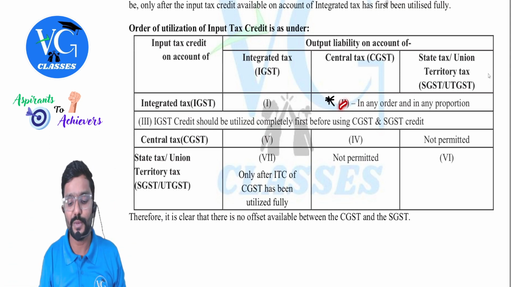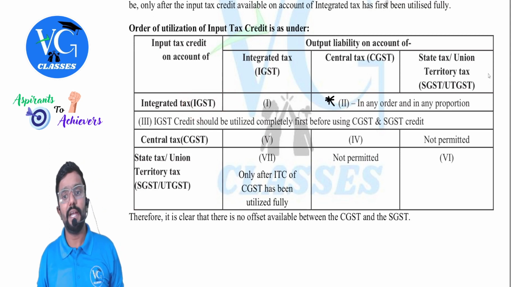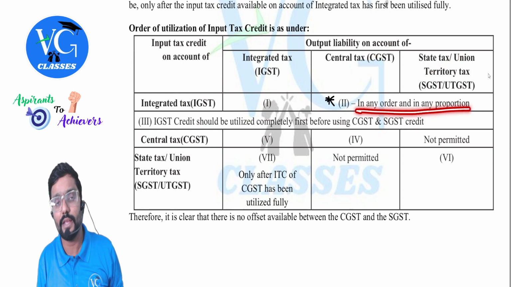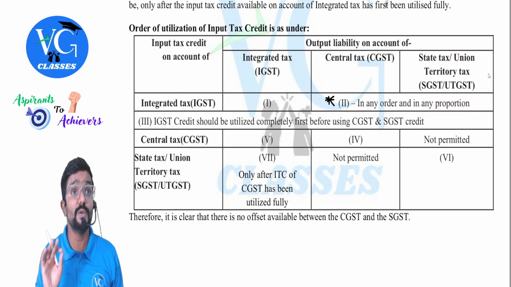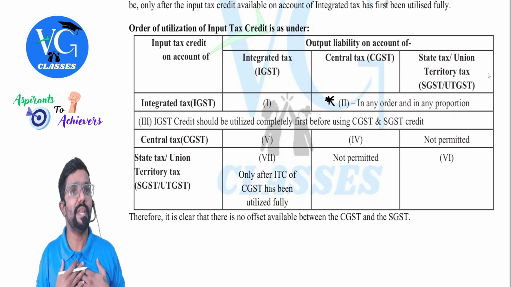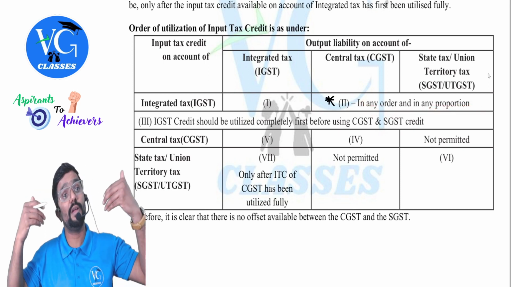Listen, yeah. This one, second step. I can use IGST remaining credit against CGST or SGST in any order, in any proportion, however I want. Clear? But use it wisely. Use it in such a way that you will pay minimum tax. Because they told, sir, however I want, I will use.